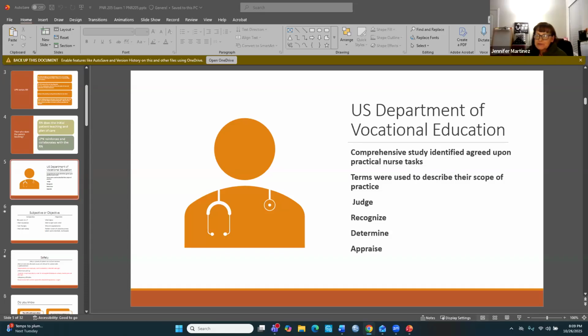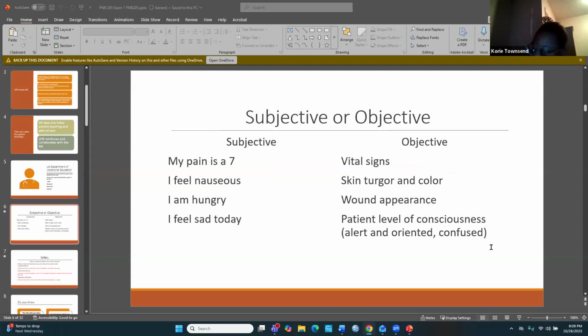And you can see how it directly correlates to the nursing process. But those were the initial terms for the scope of practice for the LPN. Got it. Thank you. Of course.